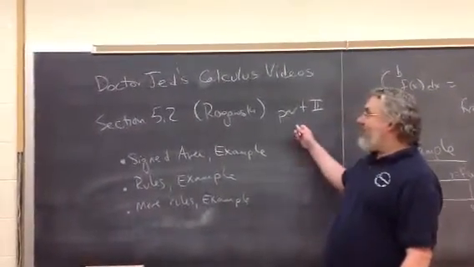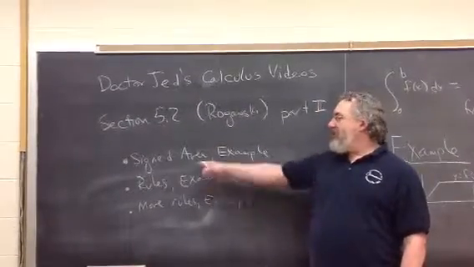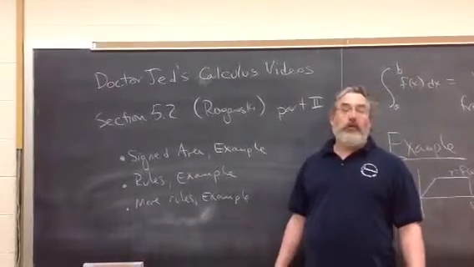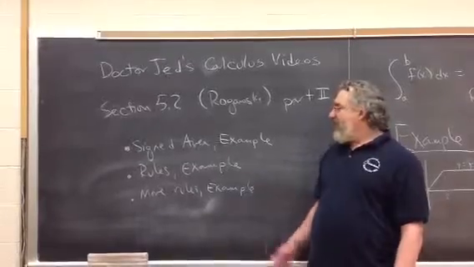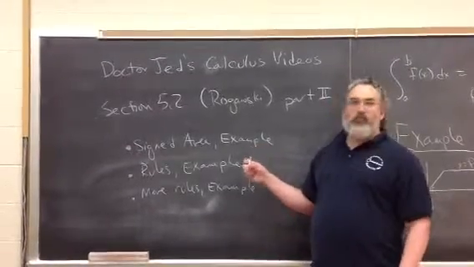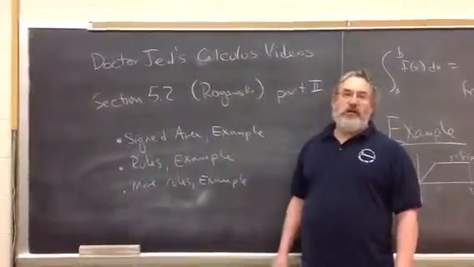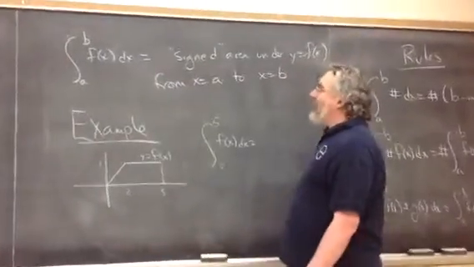This is the second part of section 5.2 of Rogowski. So we're talking about signed area. It's a continuation of what we did before, but instead of using the rectangles, we'll just talk about ways of calculating area from rules. Give some examples, more rules, more examples. So let's start right to it. It's not that much work, but it's better if we look at it carefully.